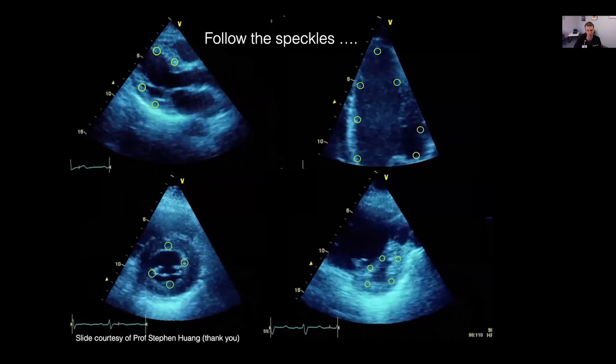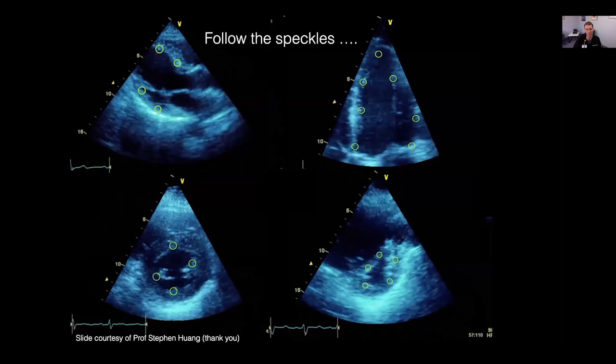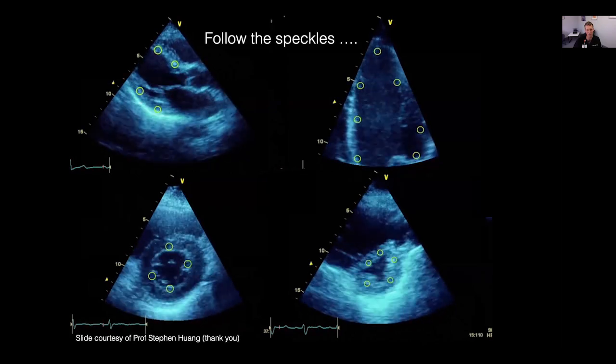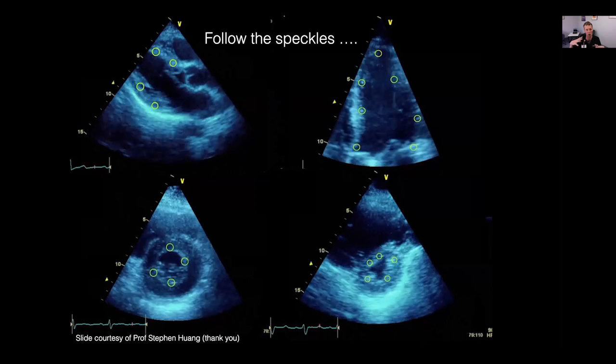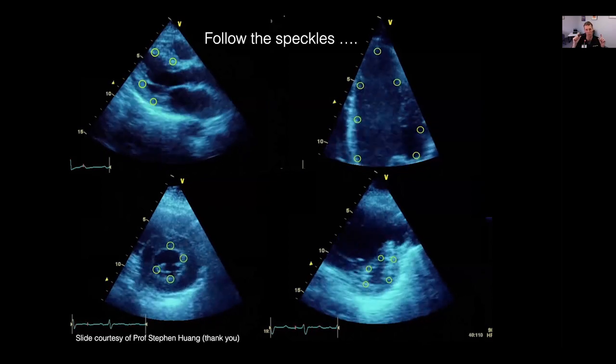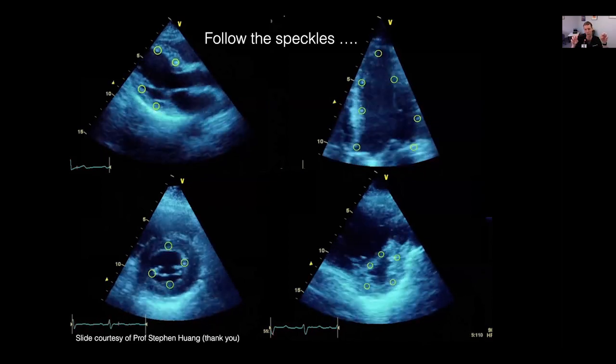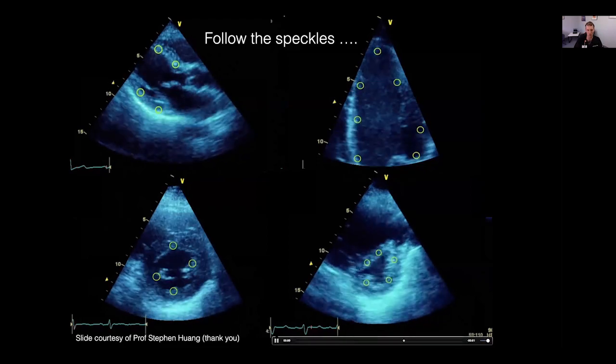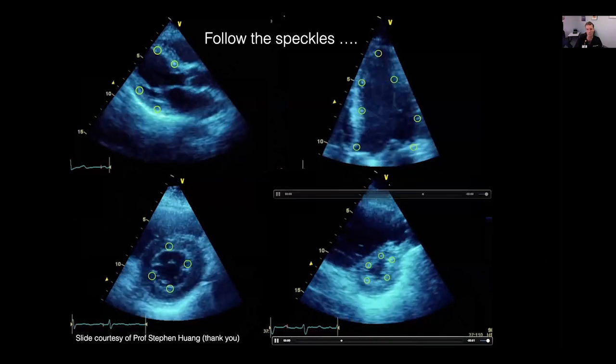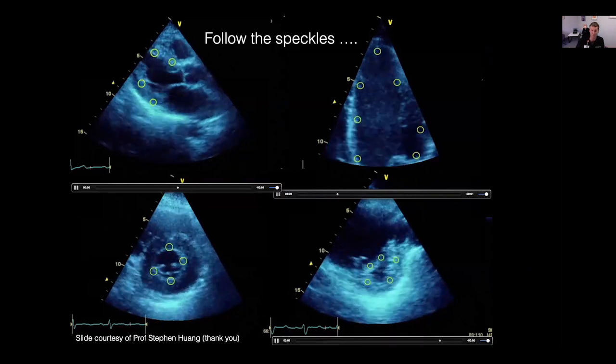So here's a beautiful slide that's been put together by Stephen. You can see as the heart moves, these speckles are what the software latches onto, and how they change over a cycle. So yeah, that's the premise of speckle tracking.